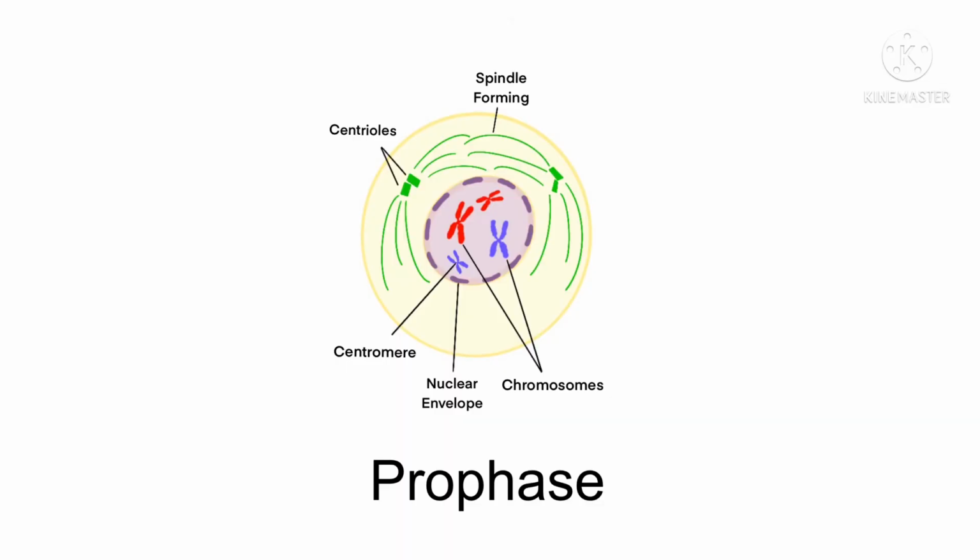And chromatin, which is just DNA, RNA, and protein in the form of yarn, is condensed into chromosomes, a thread-like structure that contains the genetic material of the cell. This is also the stage in which centrioles, the organelle that makes spindle fibers, go to opposite ends of the cell and they start creating them.